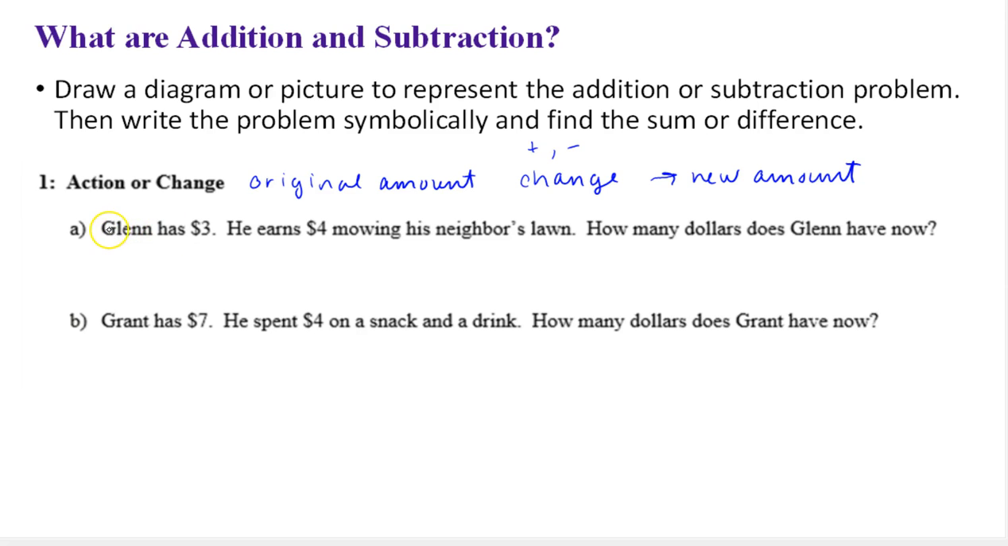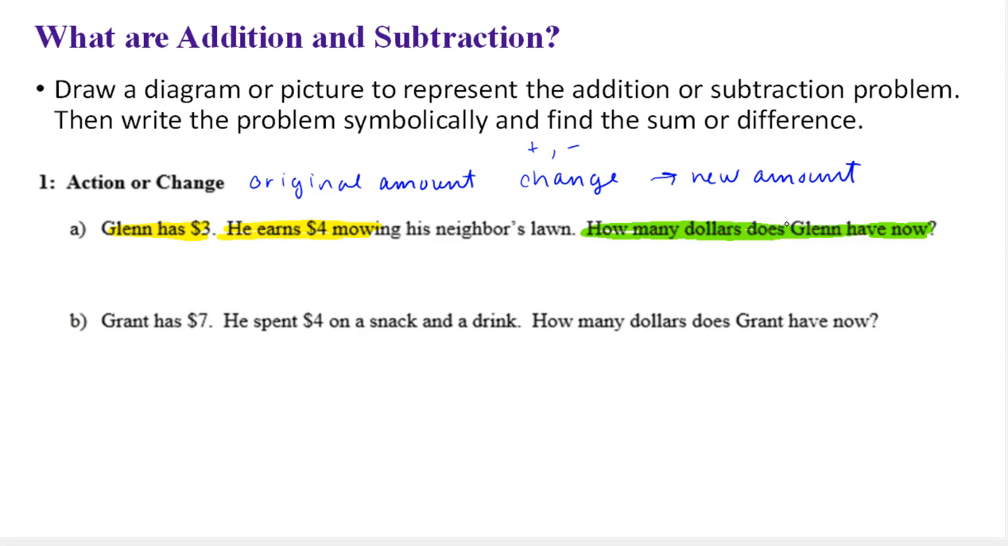So Glenn has $3, so that's an original amount. He earns $4 mowing his neighbor's lawn. So let's highlight that. That's another piece of given information. So his original amount, something happens, he mows a lawn and he earns $4 more. Then here's our goal, which I'll highlight in green. How many dollars does Glenn have now? Okay, so it's important to know what you're trying to find so that you find the correct amount.